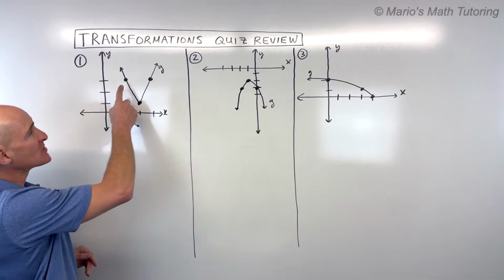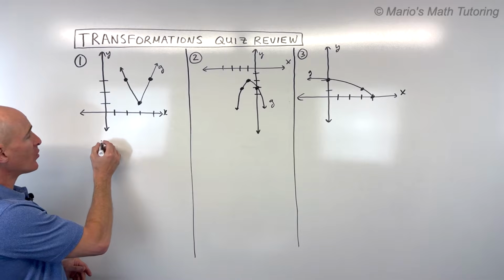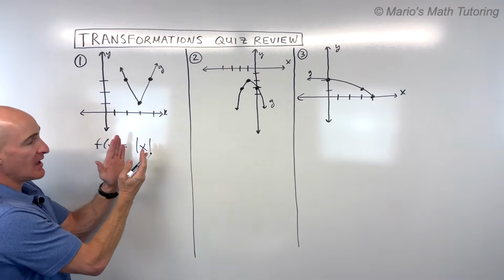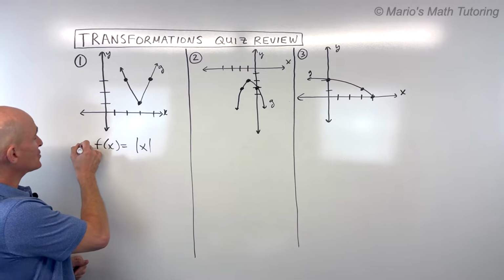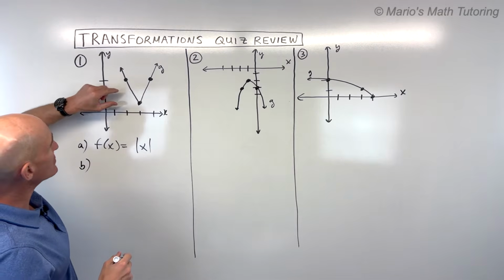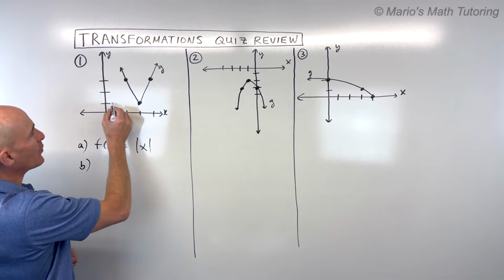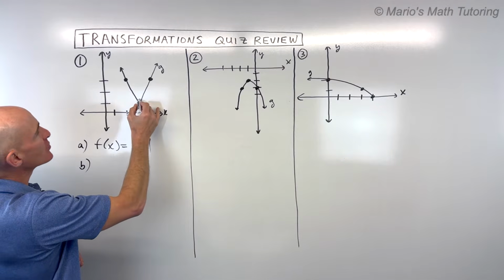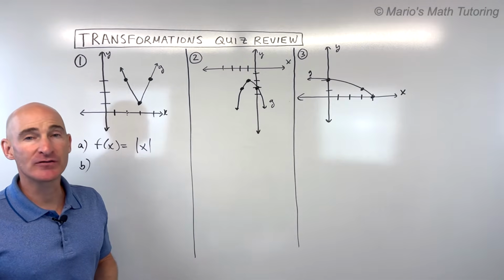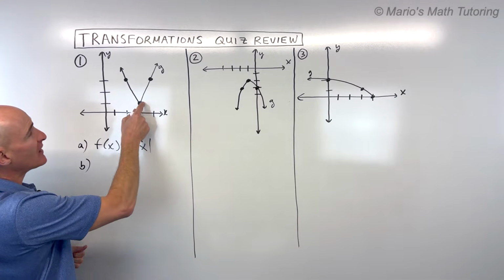For number 1, I notice that this is the absolute value graph, that V-shaped graph, and I know that the equation is f of x is equal to the absolute value of x. Now, if I was going to describe the order of transformations, normally the absolute value graph has a slope of like rise 1, run 1. Here you can see we're going up 2 over 1. So that tells us that there's a vertical stretch by a factor of 2. In addition to that, we can see that we're shifting right 3 and up 1.